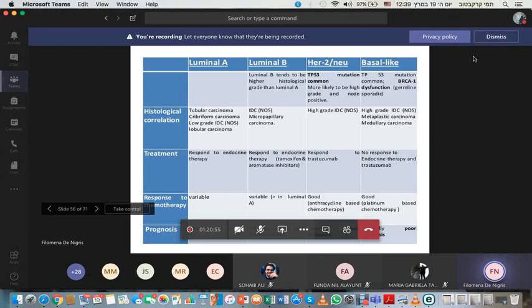They do not respond to standard chemotherapy. We can offer platinum-based chemotherapy. They do not respond to immunotherapy, nor to estrogen and progesterone therapy, nor to trastuzumab, and they have a poor prognosis. So in these patients, we have to monitor the development of metastasis, and eventually the response to therapy.